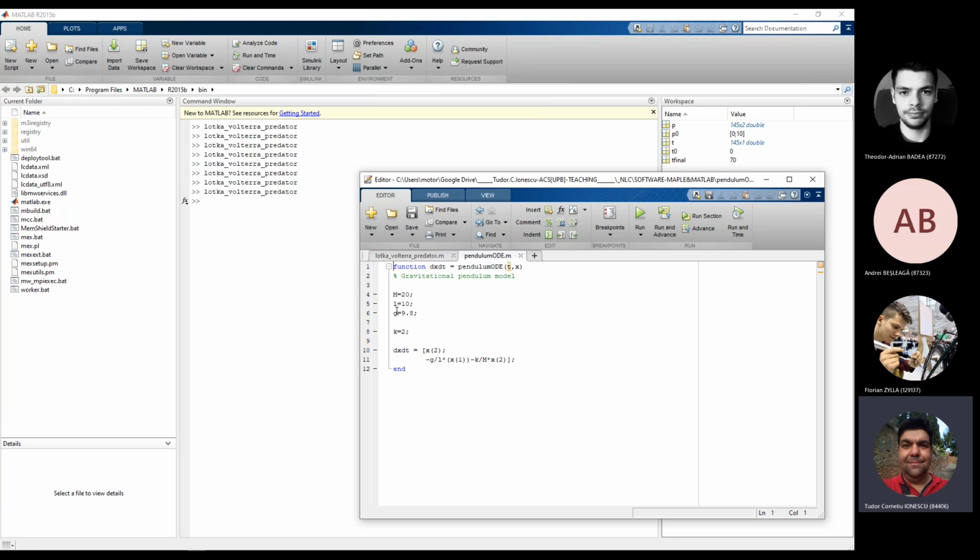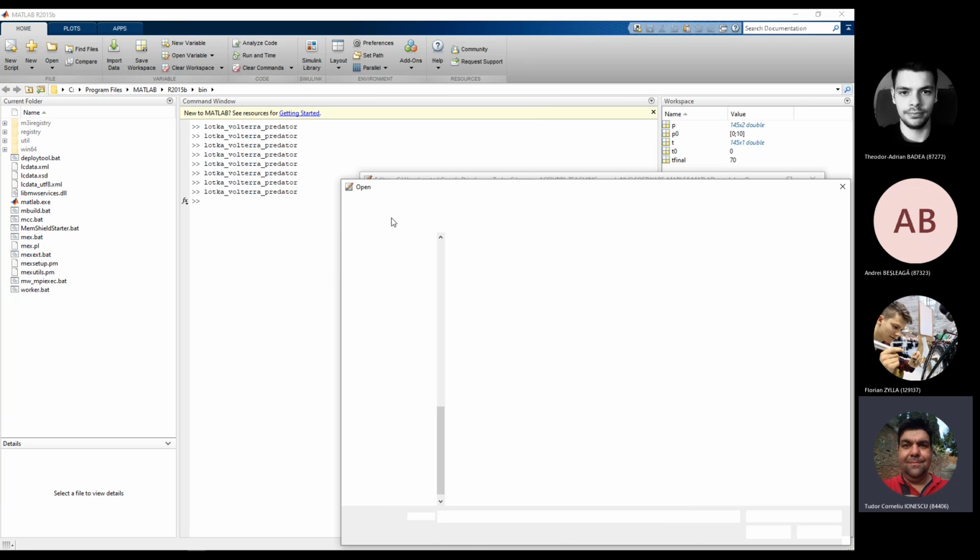You have the mass 20, the length of the rod 10, the gravity constant 9.8, and the friction coefficient K. And these are the equations. You can recognize the equations. I'm not sure why here we don't have the sine, because there isn't a sine here. If you look closely, it should be like this, right? There is no sine involved, so it should be a sine here.